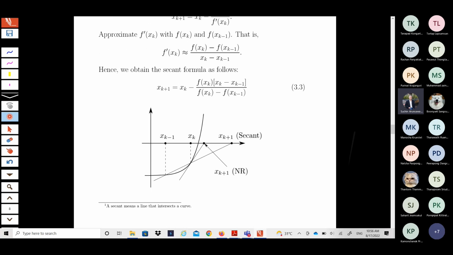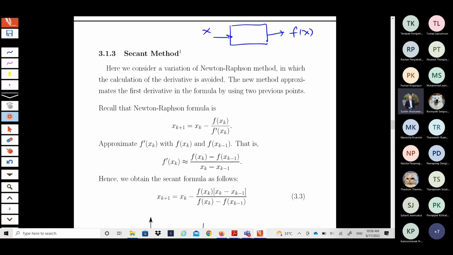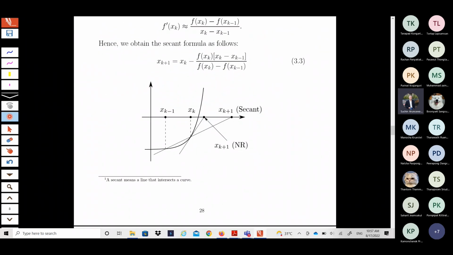I mention it here because we don't emphasize the secant method now. We focus our attention only on the Newton-Raphson, but I mentioned the secant method because we will use the idea of the secant method in developing an approximation of the Newton methods when we solve optimization problems. That's why I mentioned it here.